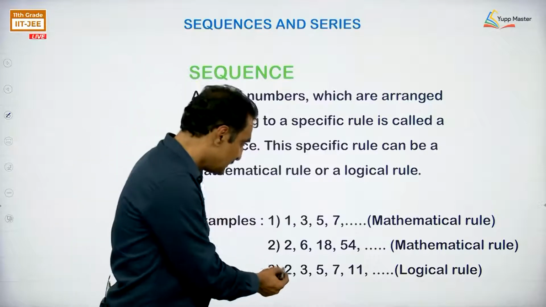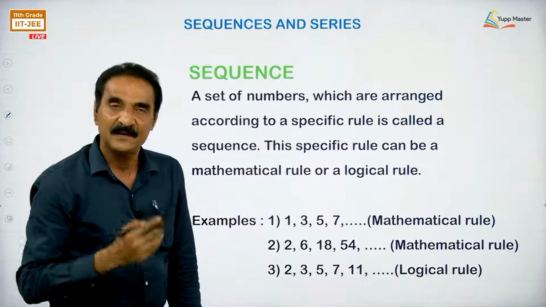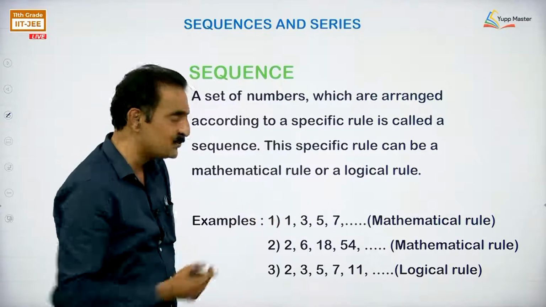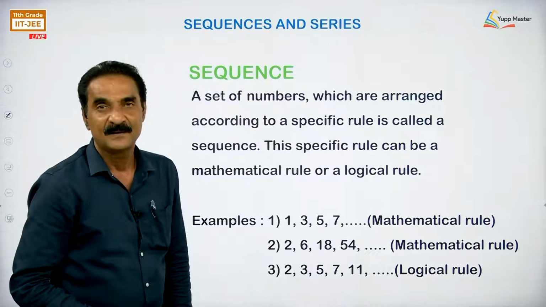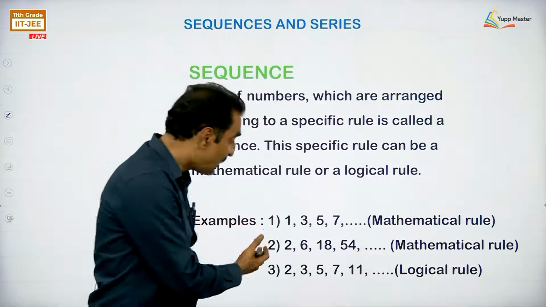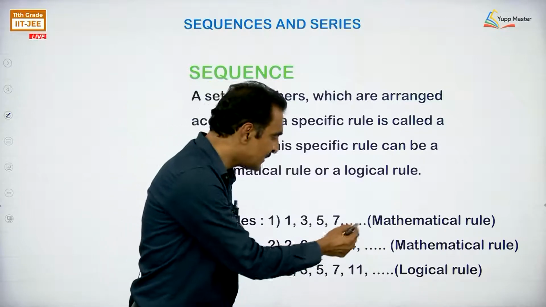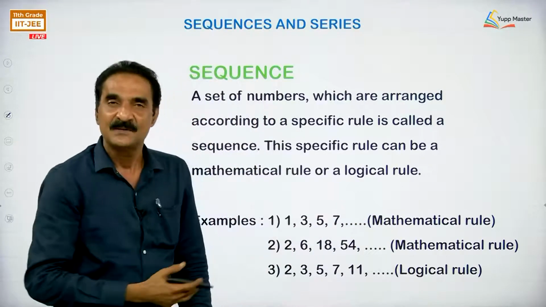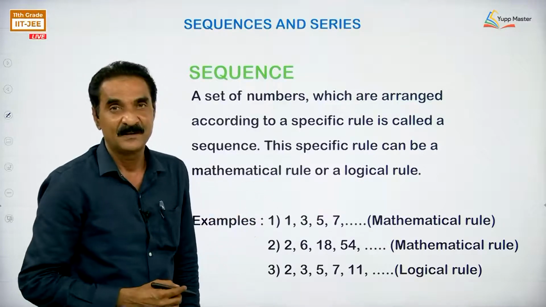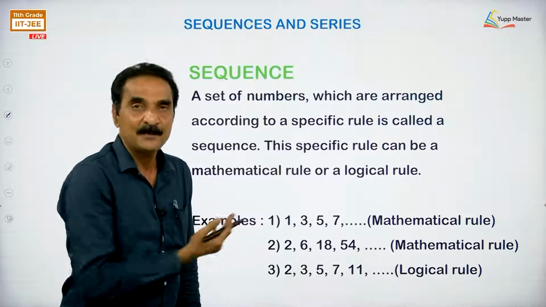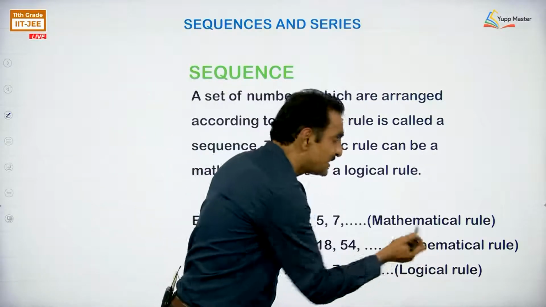Next, 2, 3, 5, 7, 11 and so on. Can anyone tell the property used? You cannot tell any mathematical rule, because they are all prime numbers. 2, 3, 5, 7, 11 all are prime numbers. So I have written the set of prime numbers in increasing order. So there is a common property which cannot be mathematically expressed. That is called a logical rule.